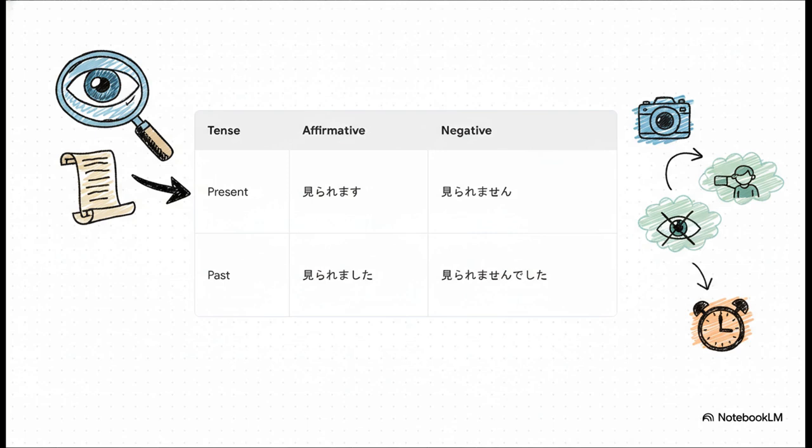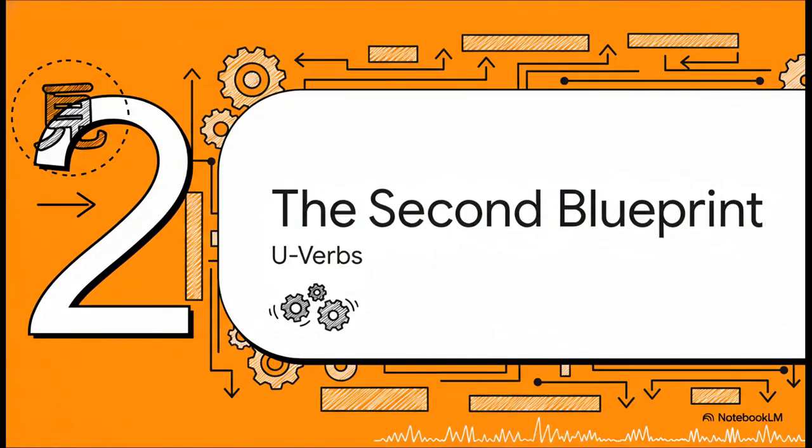Okay, so here's that rule in action. We're using the verb miru, which means to see. We apply that formula, and miru becomes mirareru. Now, this table shows you how it works in a real sentence. For I can see, you'd say miraremasu. For I cannot see, it's miraremasen. And you can see that same clean, predictable pattern holds for the past tense too. All right, so that covers one of the two big verb groups in Japanese.